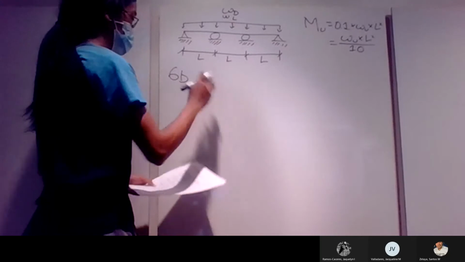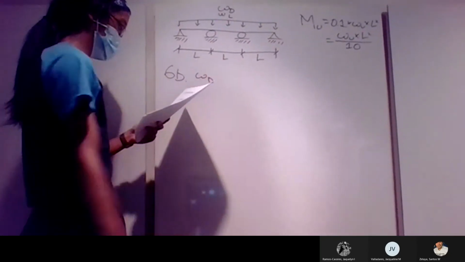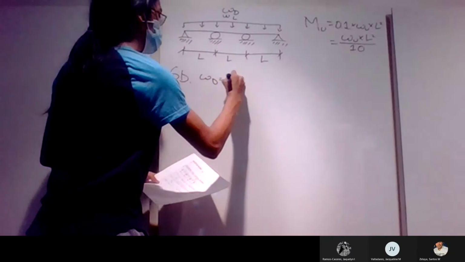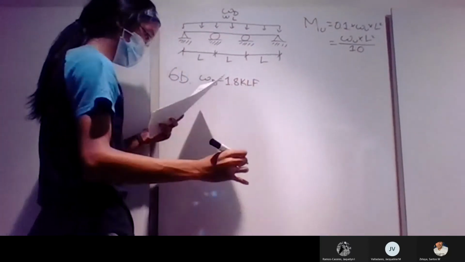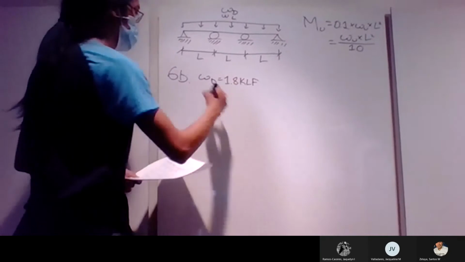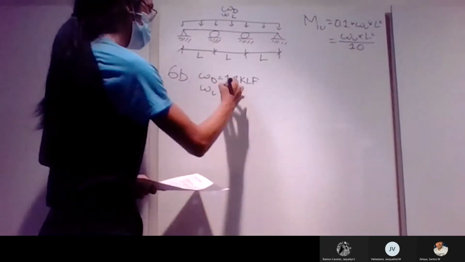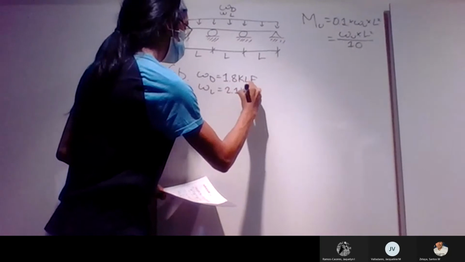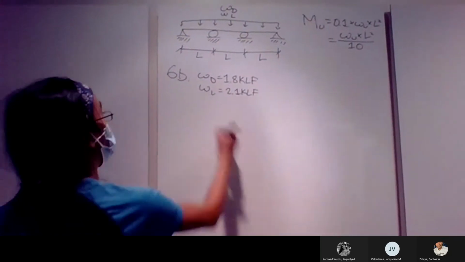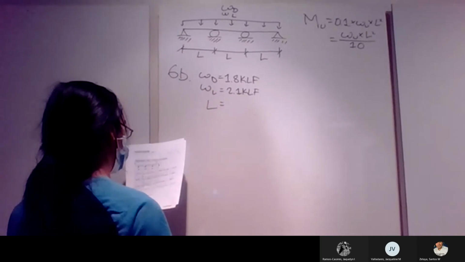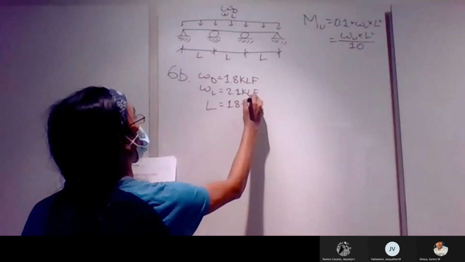So for 6B, we're given the dead load is equal to 1.8 KLF. Live load is equal to 2.1 KLF. And then finally, length is equal to 18 feet.